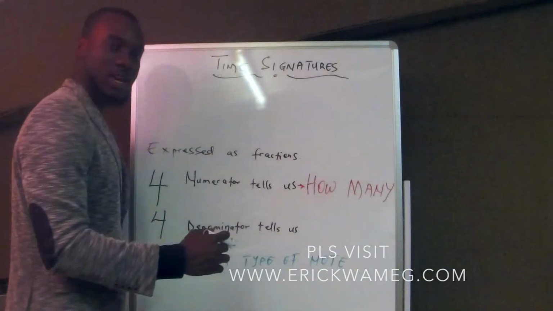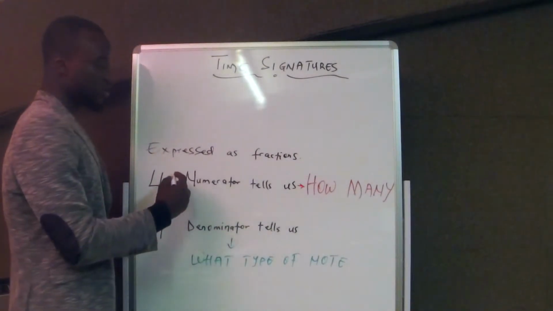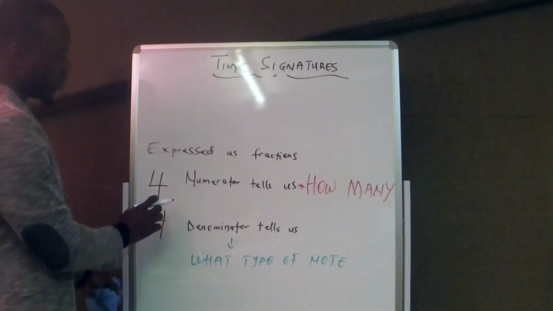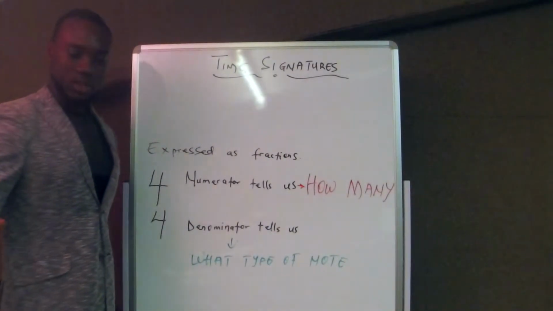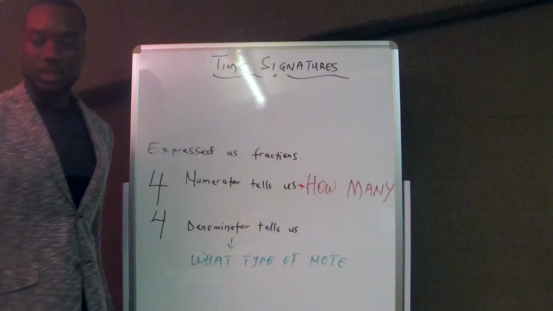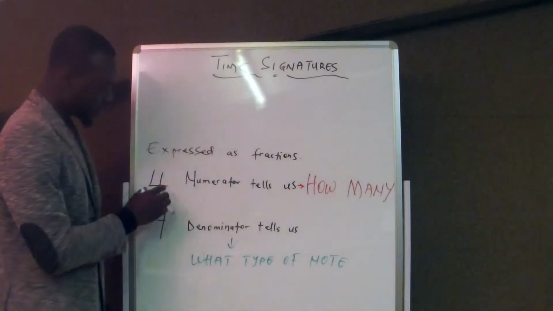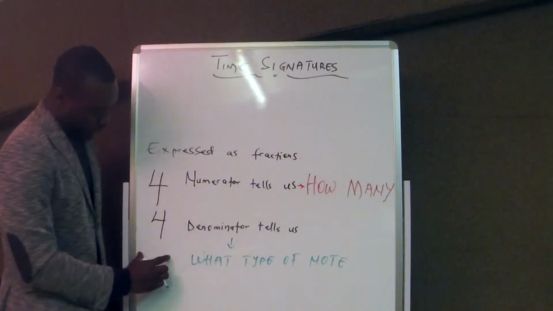So as I've written here, time signatures are usually expressed as fractions. What I demonstrated to you with the click and with the drum beat there was a 4/4 time signature. And it's usually written like this, 4/4.